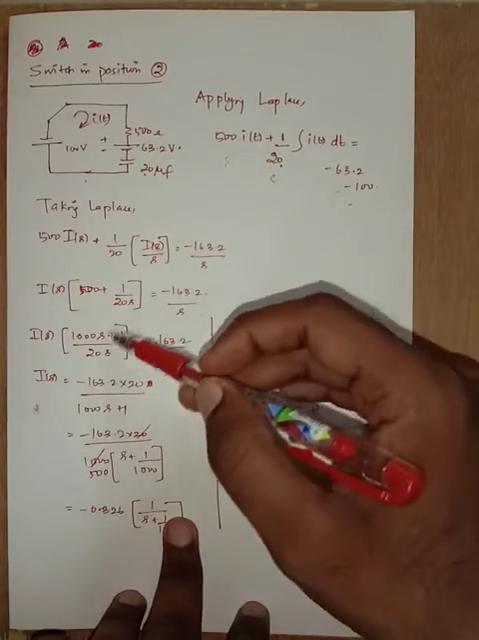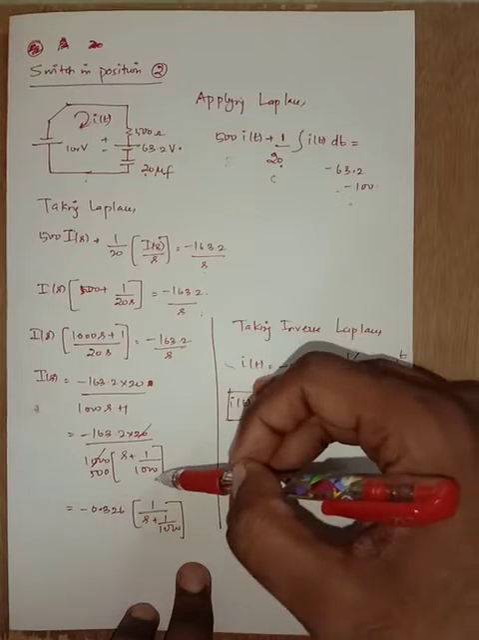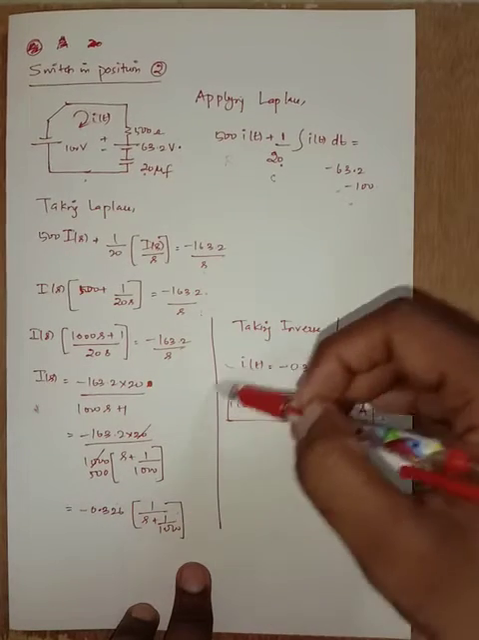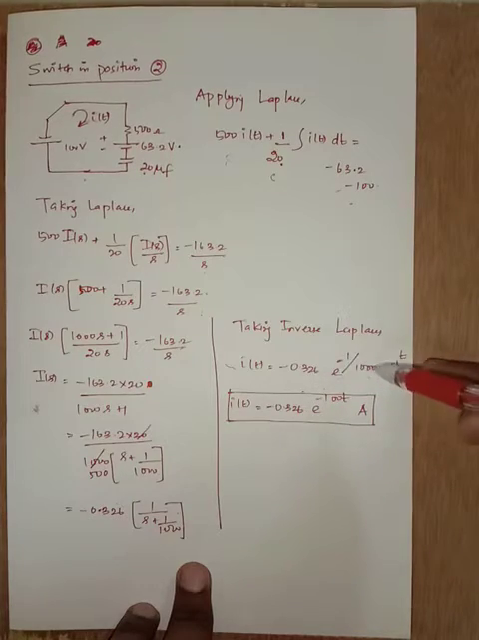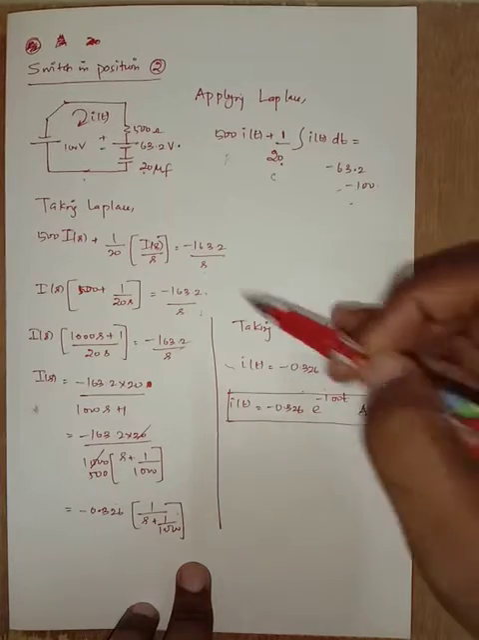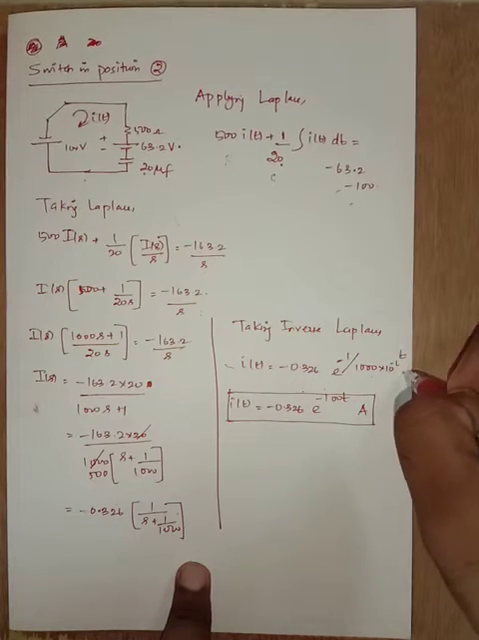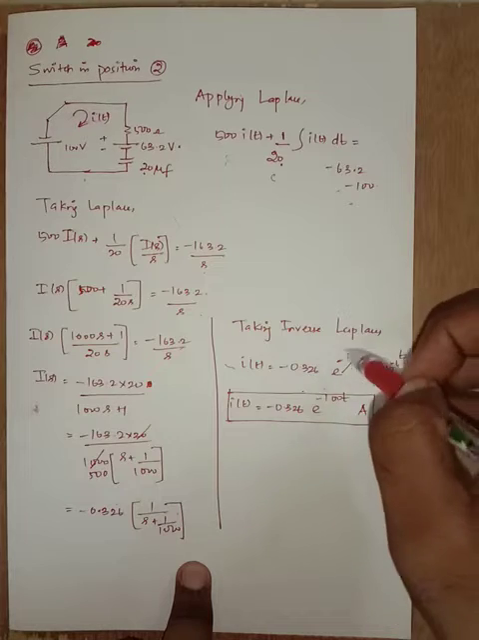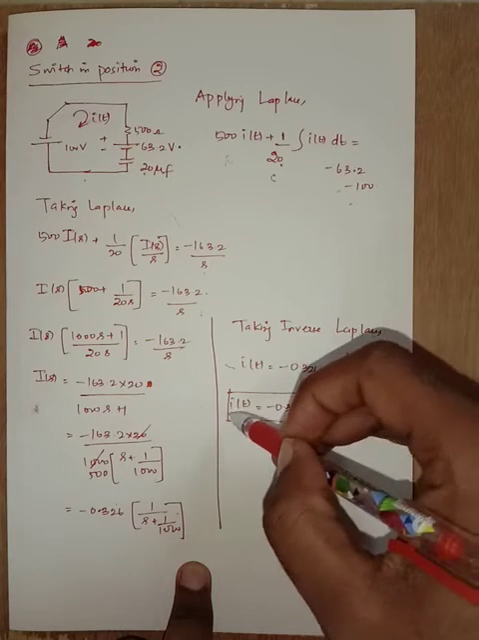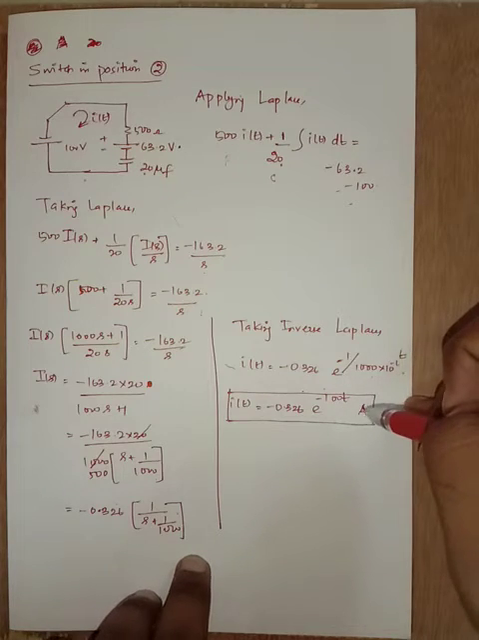Now after all the simplifications are done, I'll get minus 0.326 into 1 divided by s plus 1 by 1000. Taking inverse Laplace, minus 0.326 into e power minus 1 divided by 1000, but taking care of the microfarad value, it is 10 to the power of minus 6 multiplied. So it is e power minus 100 t. After simplification, it will be e power minus 100 t. So i of t is minus 0.326 e power minus 100 t ampere.